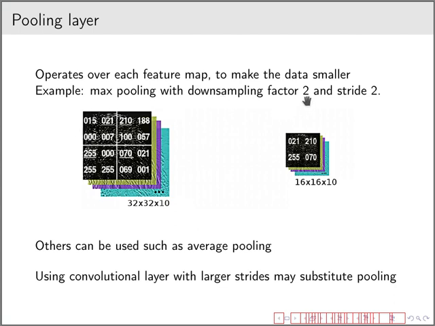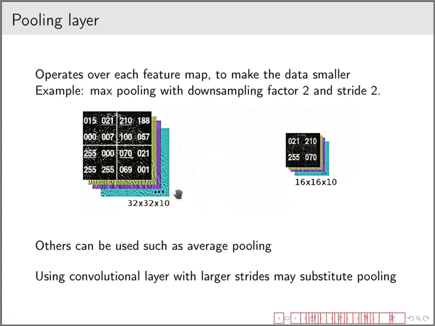If I use a downsampling factor of 2 and stride of 2, I have this type of effect here. So I'm dividing the image into 2 by 2 regions and then taking the maximum value to be the output. So if I have a 32 by 32 image and use max pooling with a factor of 2, then I take the maximum of 2 by 2 here, which is 21, and then copy here. The maximum here, which is 210, copy here. The maximum here, which is 255, the maximum here, which is 70, and then copy here.